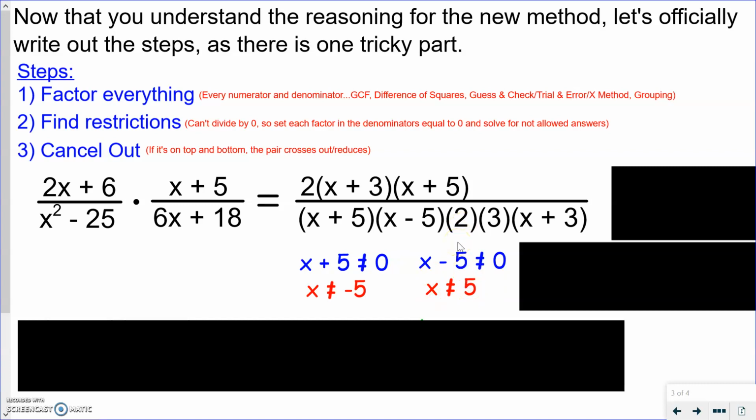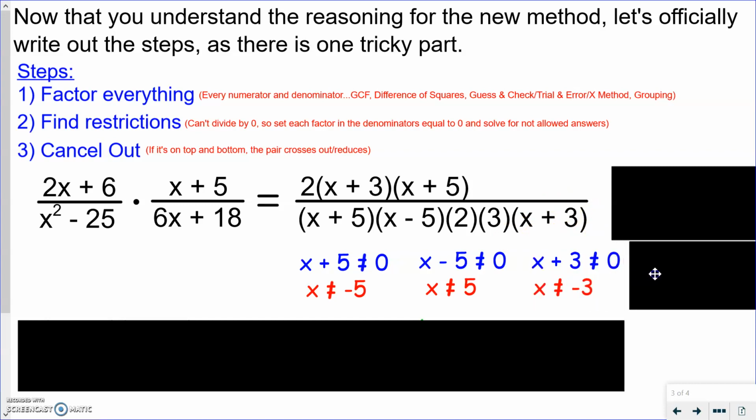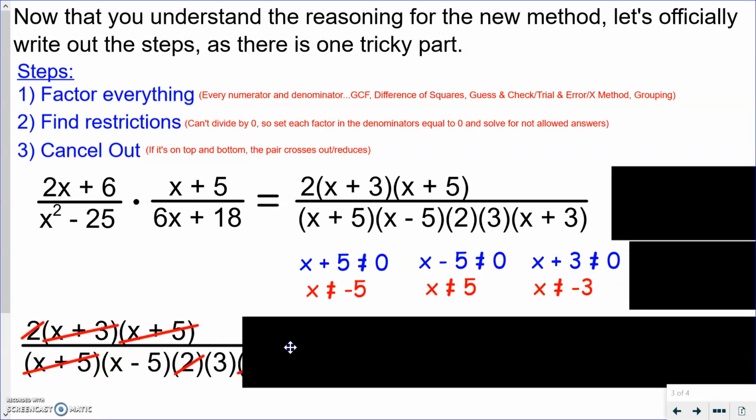2 is a number, no variable, so I skip that. 3 is just a single number, no variable, I skip that. X plus 3 has a letter, so I have to solve that as well. X plus 3 cannot equal 0. I solve that, get x cannot equal negative 3. We found our restrictions. Now we're going to cross out.